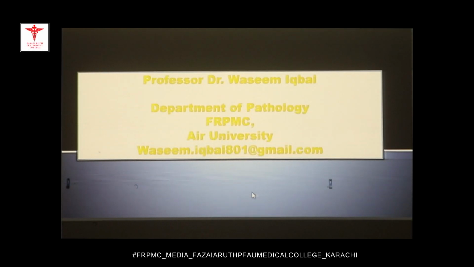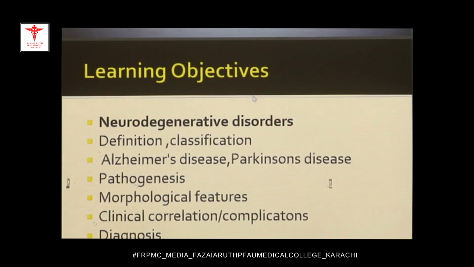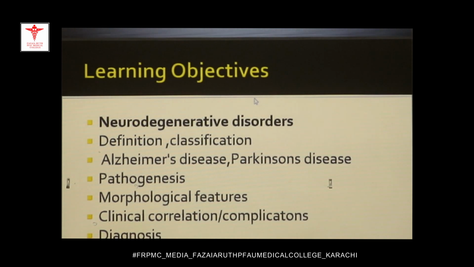Bismillahirrahmanirrahim. Today we will talk about neurodegenerative disorders, and in this we will be discussing the definition, classification mainly of Alzheimer's disease and Parkinson's disease, and also the pathogenesis, morphological features, clinical correlation and complications, and then finally diagnosis.